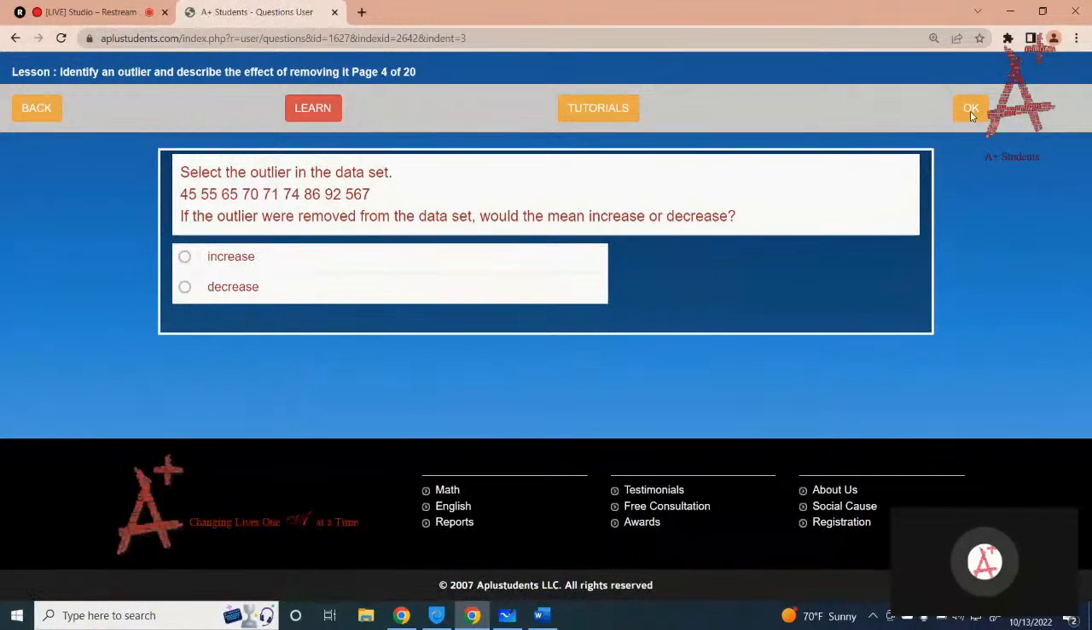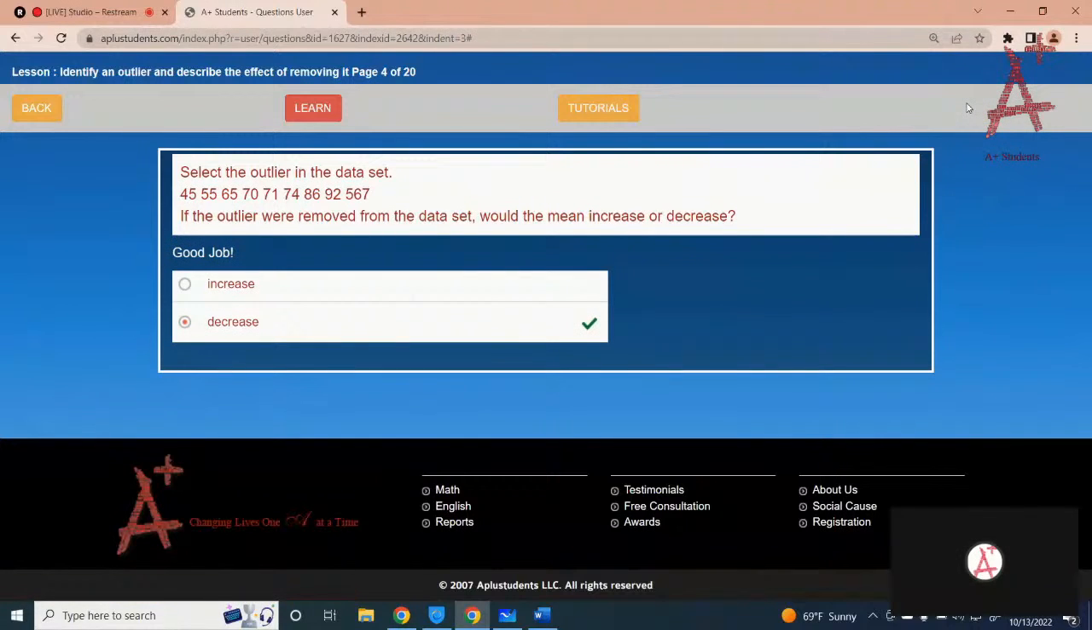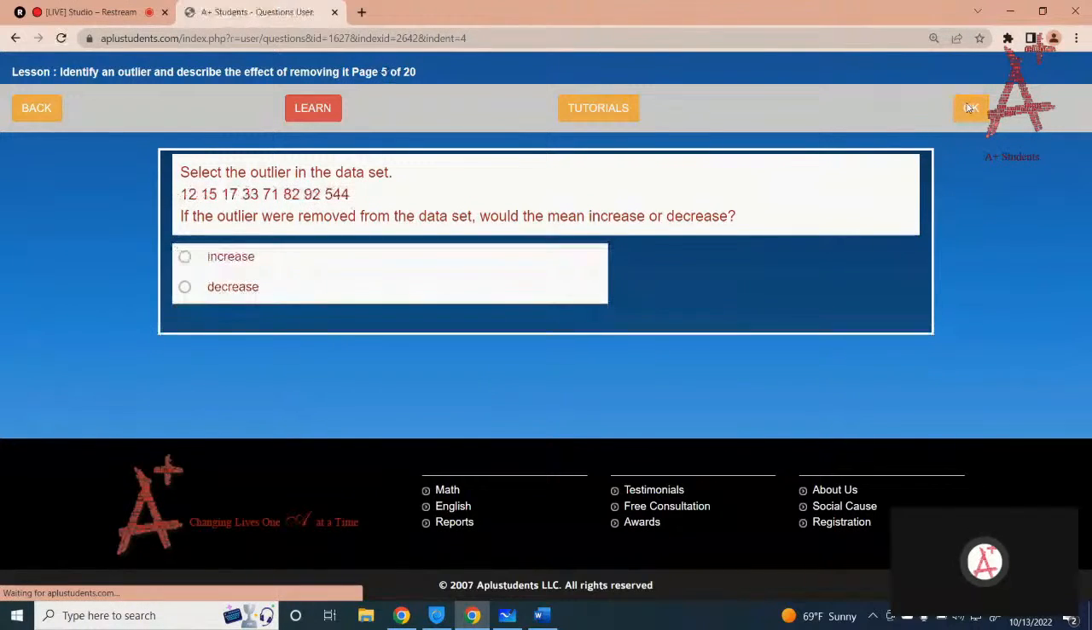Okay, select the outlier in the data set. Again, the outlier is a big value, 567. So when you remove 567, the mean of the data is decreased. Got it? So the important point from this topic is: removing a greater number decreases the mean, and removing a smaller number increases the mean.